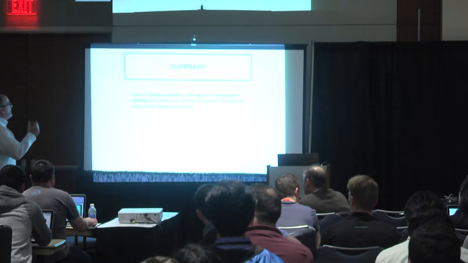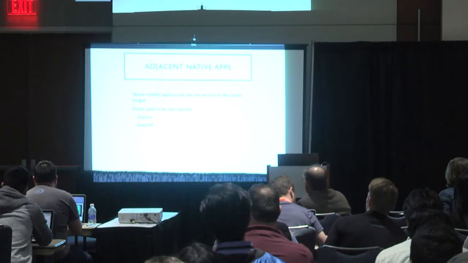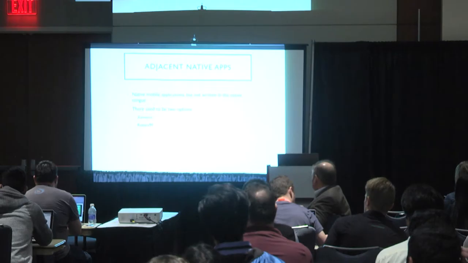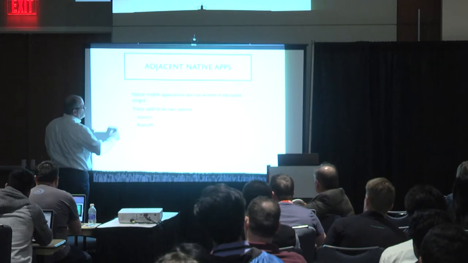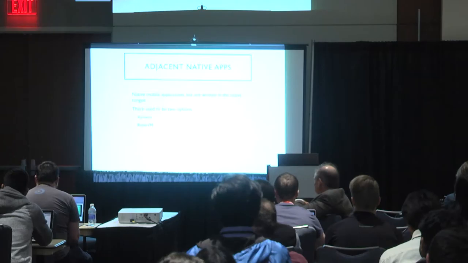So that was the JavaScript-driven native apps. There's another one that I call adjacent native apps. The reason why I call it that is because they're native apps. They're coded in a native compiled language, but it's not the one that specifically targets the mobile platform. There used to be two options. One was called Xamarin, the other was called RoboVM. And this particular space has had a really interesting history over the last 8 months.